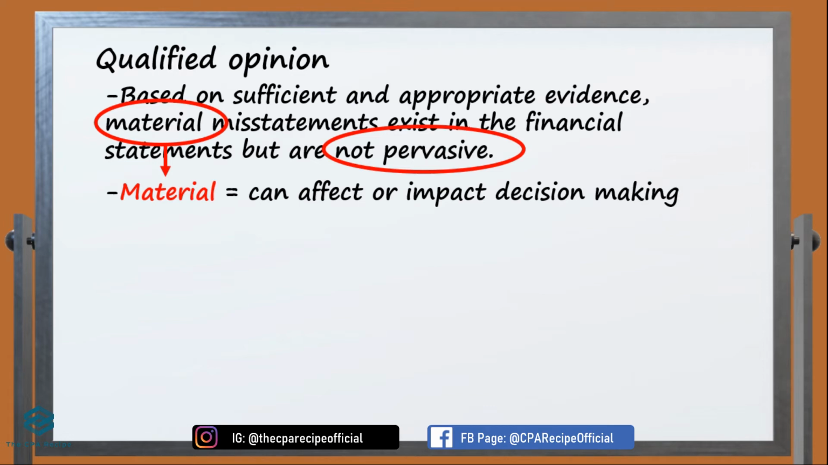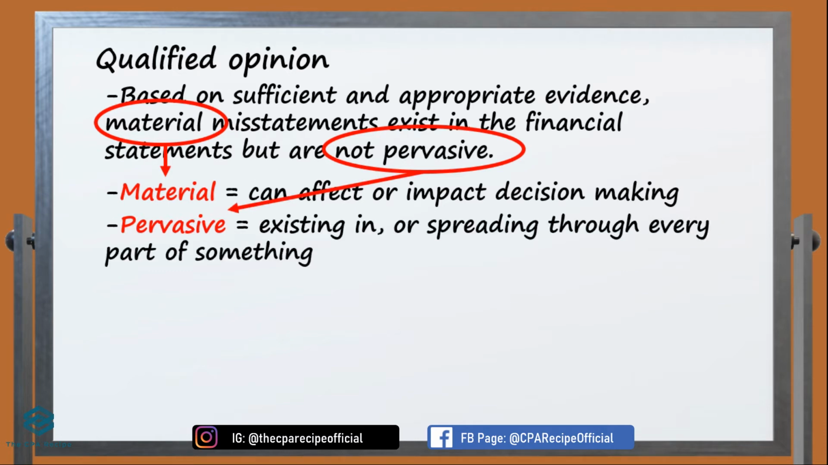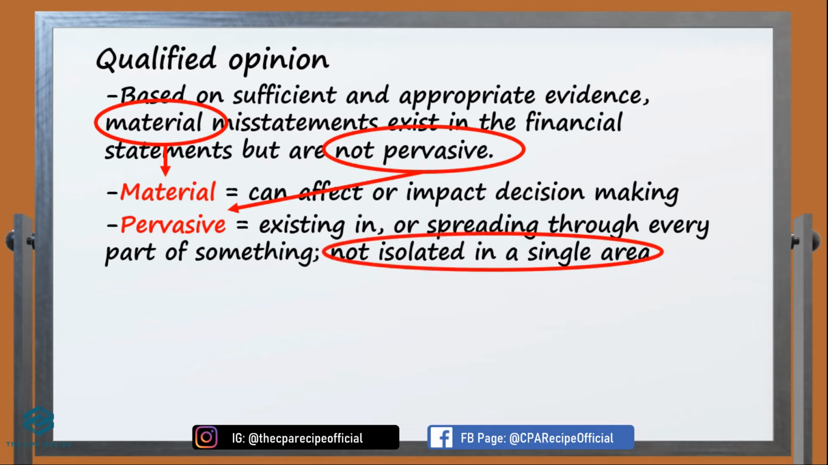Now, ano naman yung ibig sabihin bro kapag sinabi natin na pervasive? According to Merriam-Webster again bro, pervasive means existing in or spreading through every part of something. Ibig sabihin bro, kapag sinabi mong ang isang misstatement sa financial statements ay pervasive, ibig sabihin ang epekto nito bro ay kalat sa financial statements, or ibig sabihin, hindi siya isolated into a single area.